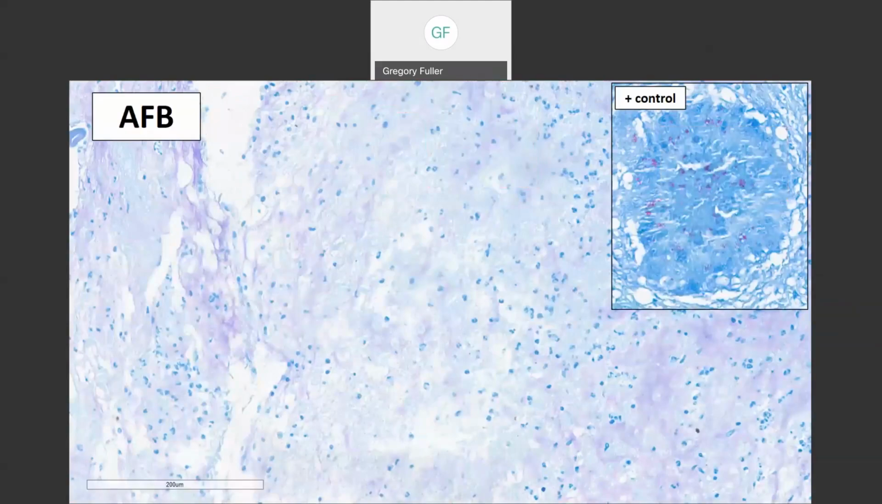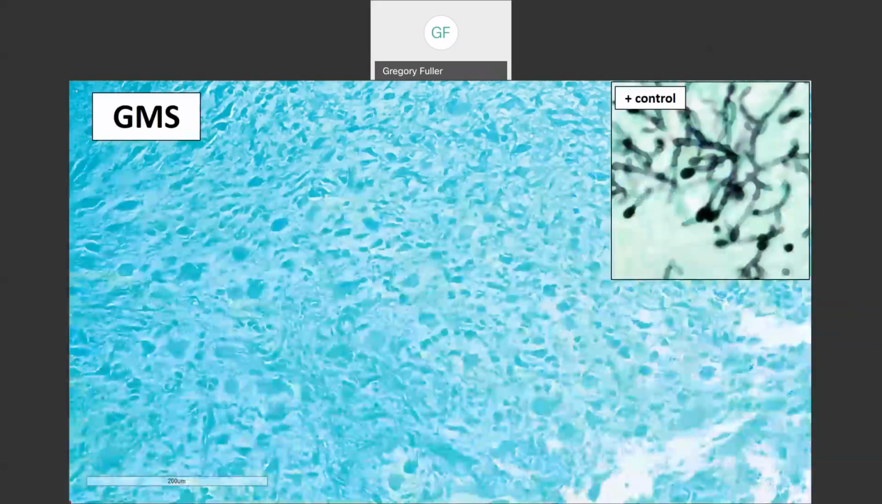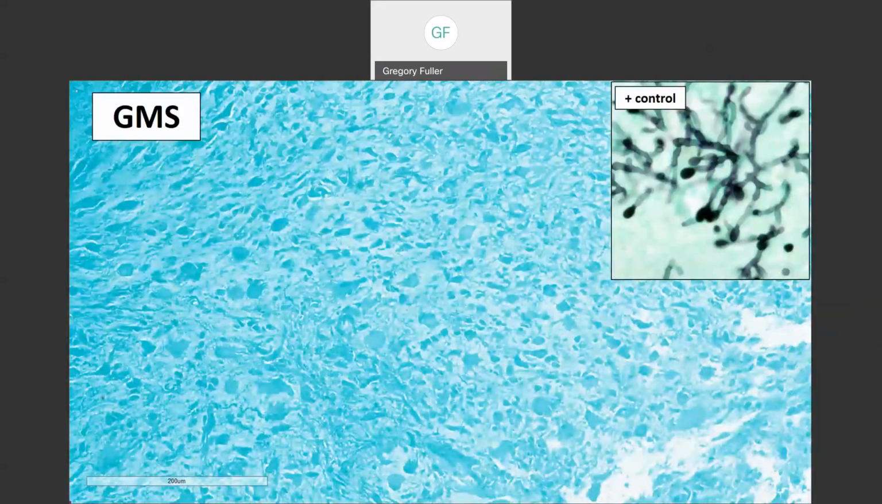Here's the acid fast, the AFB stain. I put the positive control in the upper right. You can see the little red snappers, as we call them. This is only 20x, the big magnification, but we wouldn't be able to see it. Negative AFB, I'll just tell you. Here's the Gomori methenamine silver, GMS, for fungus, and there's a positive control in the upper right. You would see it as black if this were Aspergillus. We don't see it.